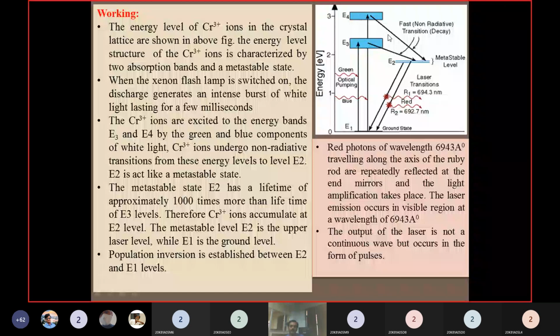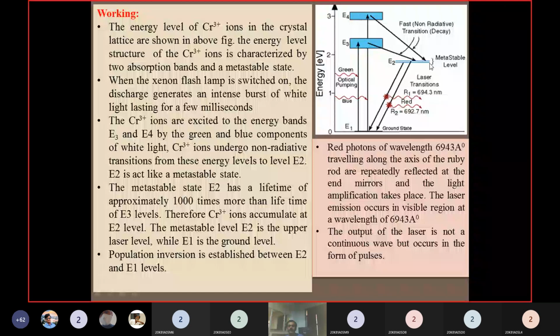Population inversion occurs between the E2 and E1 levels. Why? The lifetime of the E2 level is high compared to the E4 and E3 levels. So E4 atoms come down to the E2 level, as well as E3 atoms. That's why more electrons accumulate at the E2 level, and population inversion is established between the E2 and E1 levels.